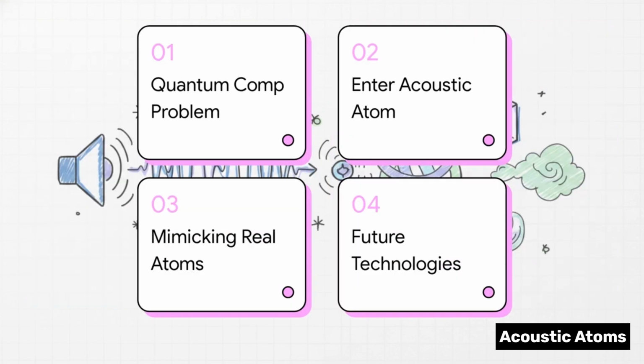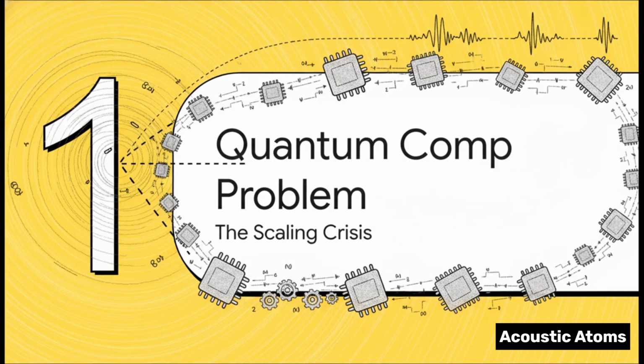So here is our roadmap for the explainer today. We'll start with 1. The quantum computing problem. Then 2. Enter the acoustic atom. 3. Mimicking real atoms. And finally 4. Building future technologies. Don't worry, we're going to break this down step by step. Let's kick things off with Section 1, the quantum computing problem.